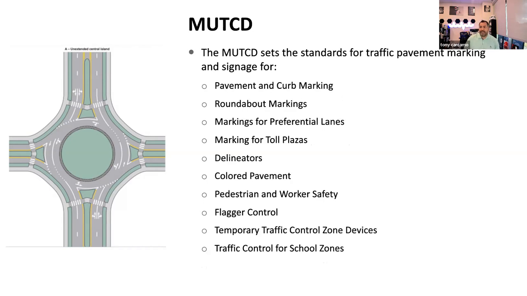And in the next section, they have pavement markings for roundabout markings, toll plazas, colored pavement, pedestrian, and traffic control for school zones. I've gone into the traffic control chapter when I'm doing school projects. That's a great chapter. You really got to look into that because it tells you where to put the signage and where to put the pavement marking for pedestrian crossings and school crossings. So that's something you have to look at when you're doing school projects.